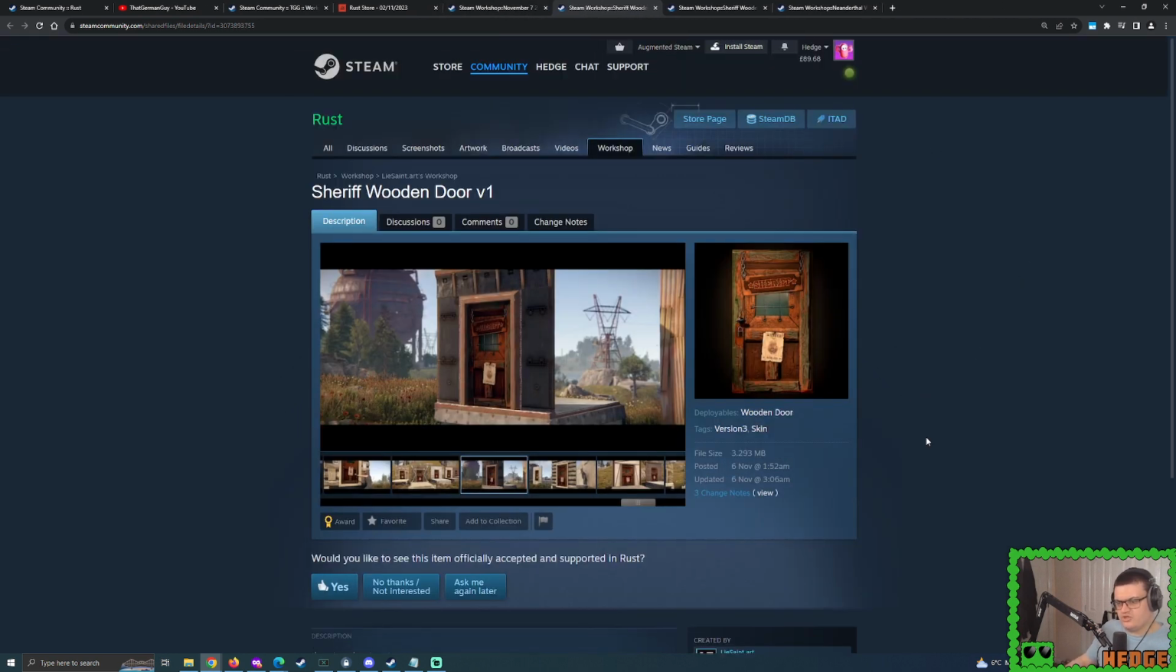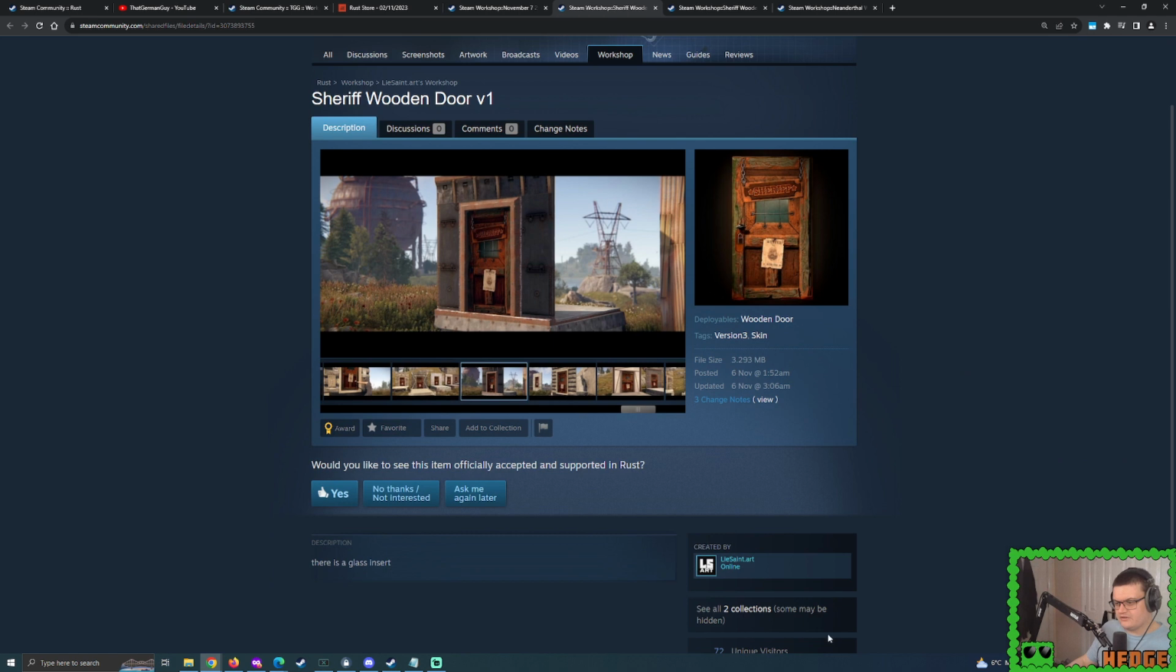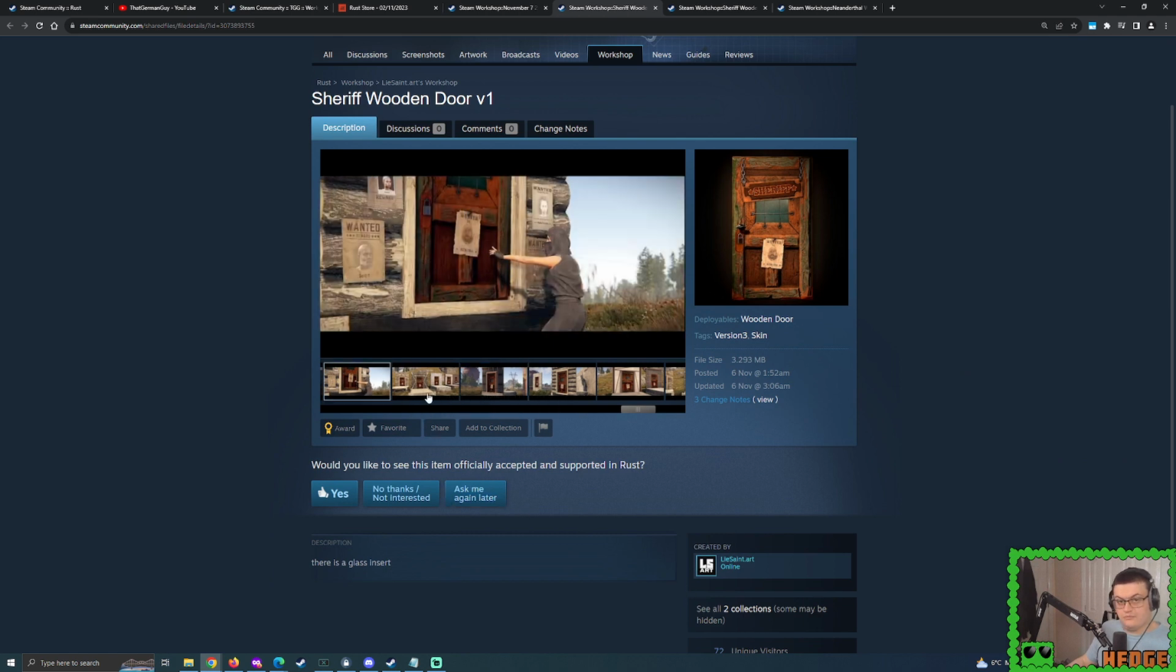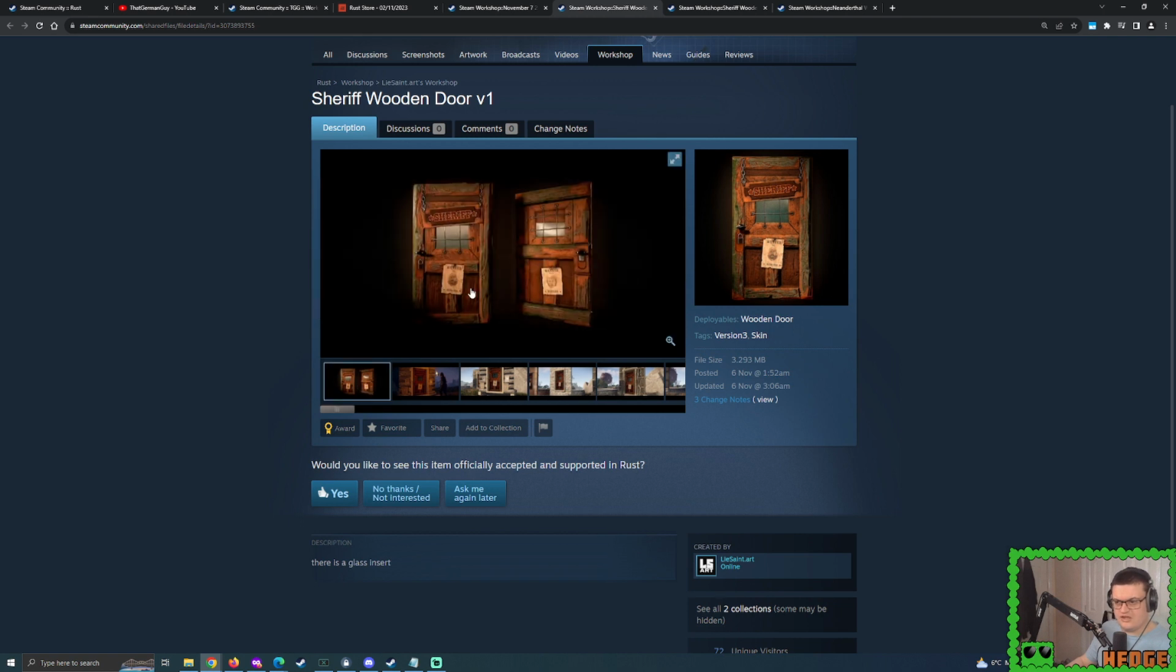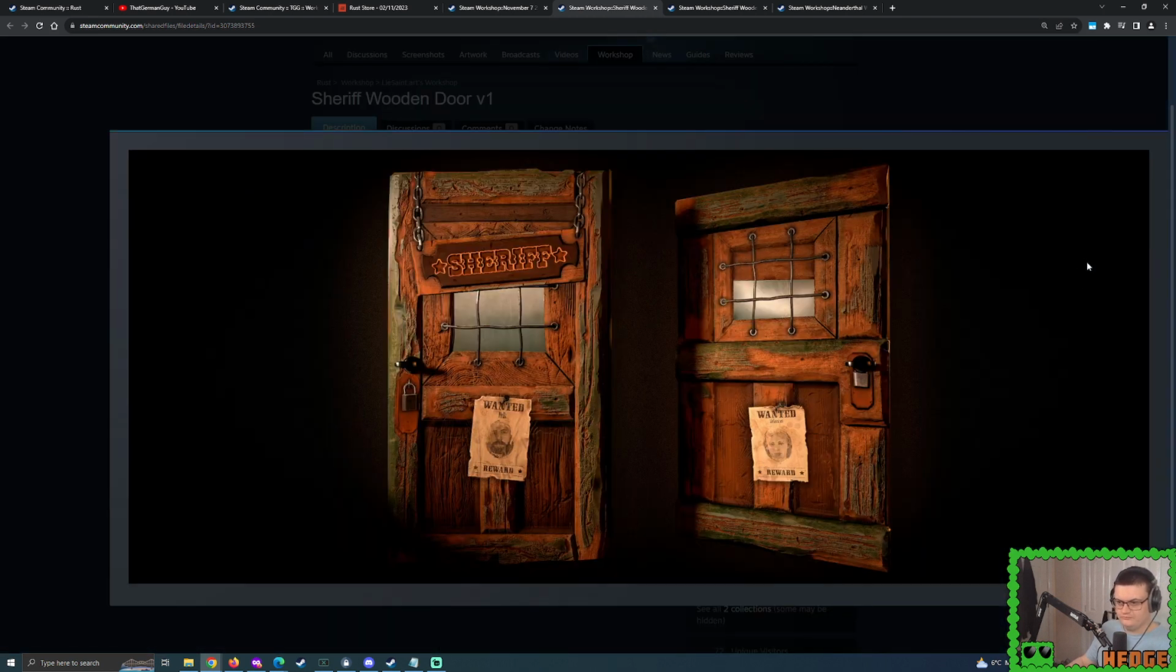So, here we have Sheriff Wooden Door. This is produced by the likes of Mr. Lysaint, and, well, it doesn't look like he's doing a Scarecrow continuation. So if anybody's been questioning that, no, he's not doing it. A lot of people have taken the release of the Frontier content, and they think it's Western themed. So a lot of people have produced Western themed skins this week. Don't be surprised by that.